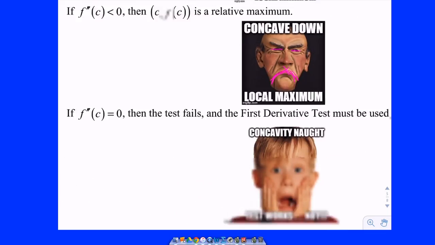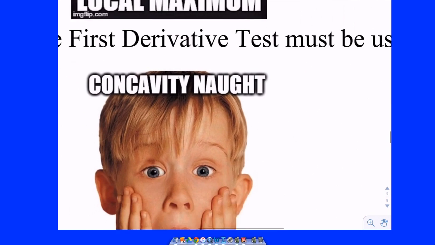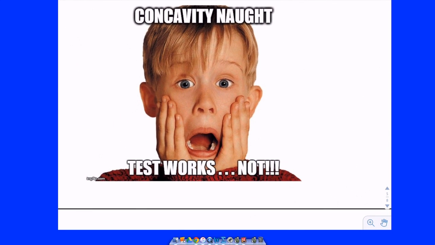But there are downsides to it. It doesn't always work. If the second derivative at the critical value is 0, it may be a local max, it may be a local min, it may be neither. It's inconclusive. So the test doesn't work, and you panic, right?